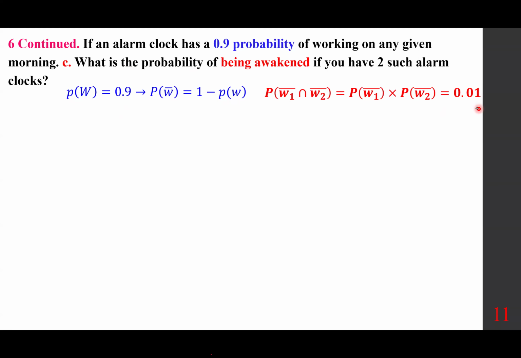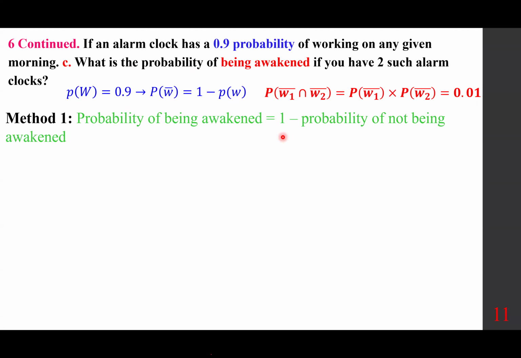So there are different methods. Method one, probability of being awakened is 1 minus probability of not being awakened. That means not working, 1 minus this number, and it's 0.99. So there is a 1% chance the two of them fail, and there's a 99% chance that they won't fail. When they don't fail, we wake up.